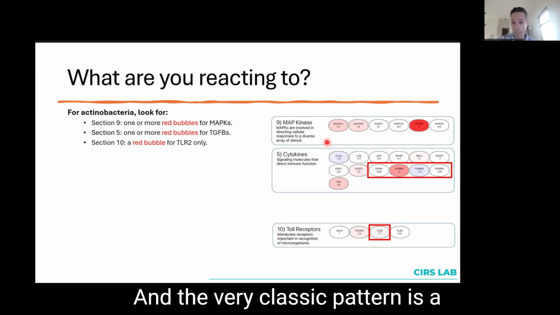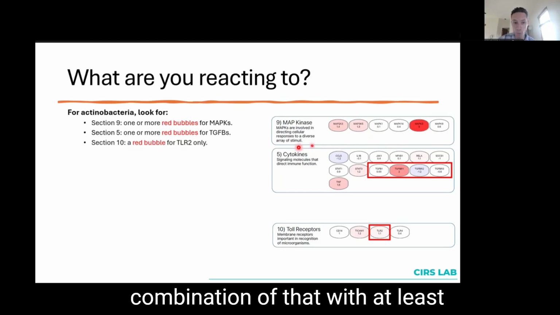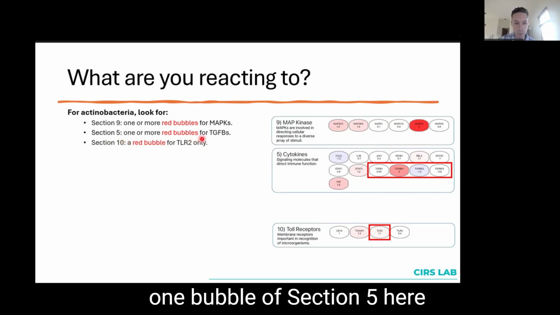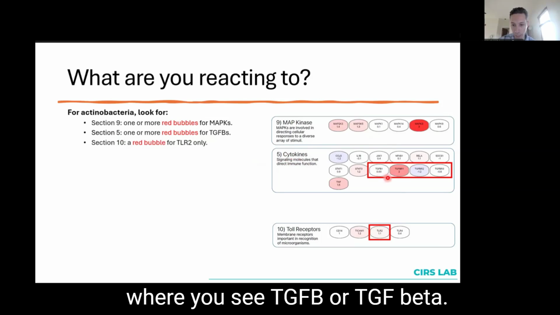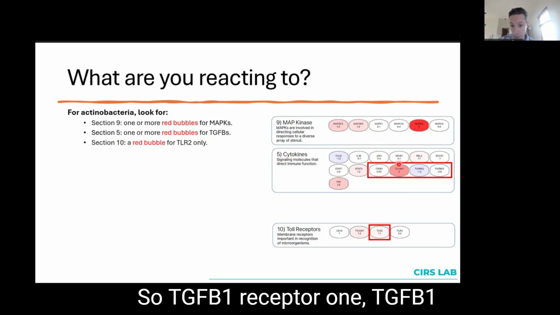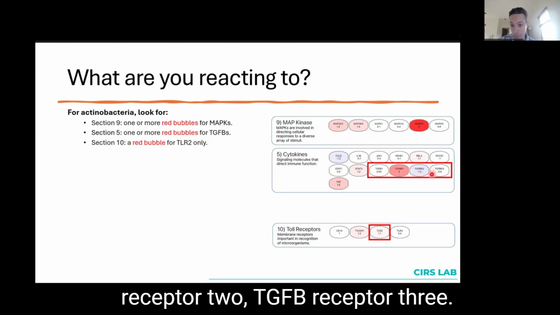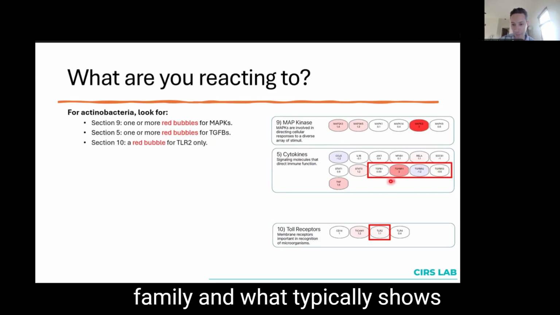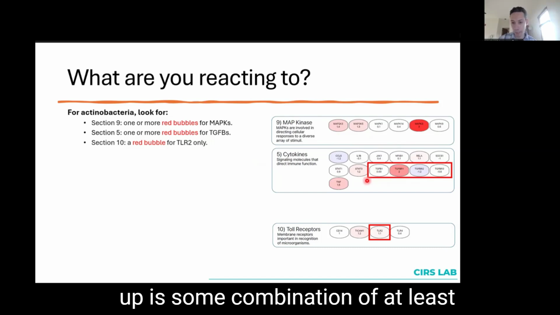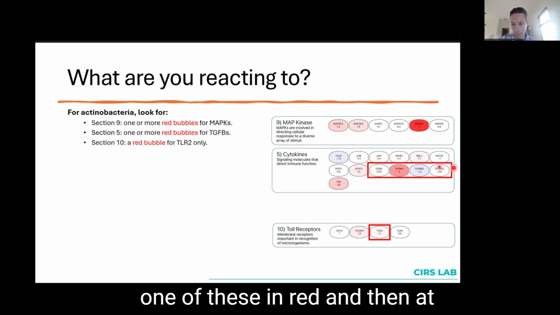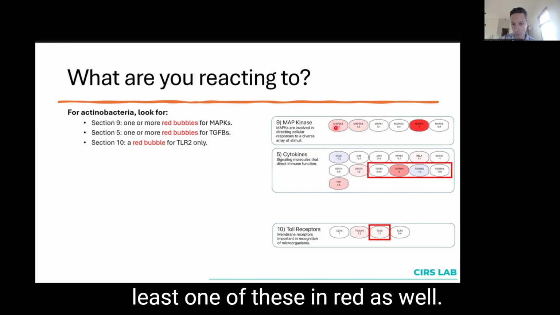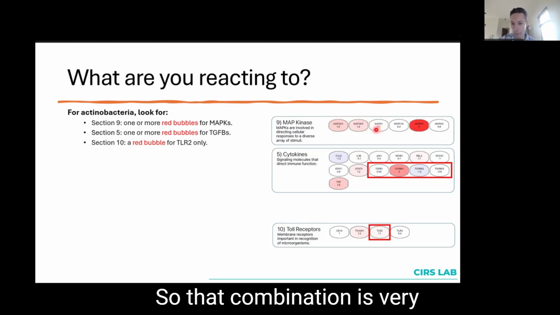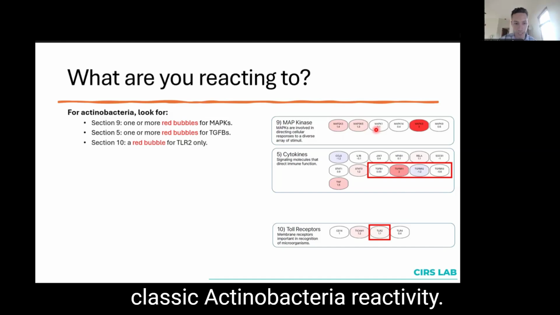And the very classic pattern is a combination of that with at least one bubble of section 5 here, where you see TGF-B, or TGF-beta. So TGF-beta 1 receptor 1, TGF-beta 1 receptor 2, TGF-beta receptor 3. All of these are in the same family, and what typically shows up is some combination of at least one of these in red, and then at least one of these in red as well. So that combination is very classic actinobacteria reactivity.